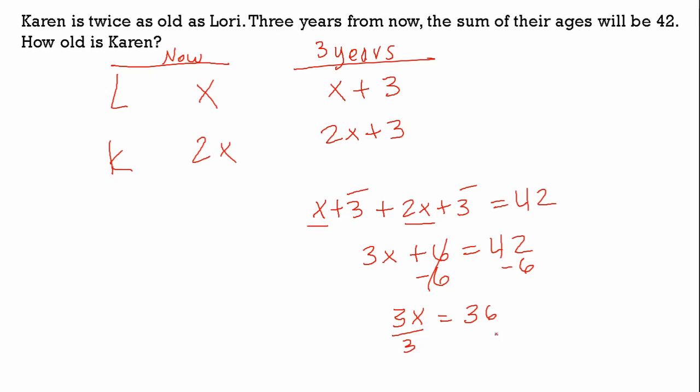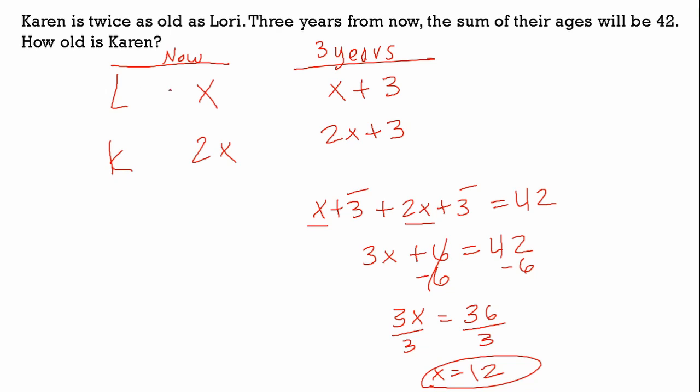Divide both sides by 3. That leaves us with x equals 36 divided by 3. 3 goes into 3 one time. 3 goes into 6 two times. So x equals 12. The question asks us, how old is Karen now?